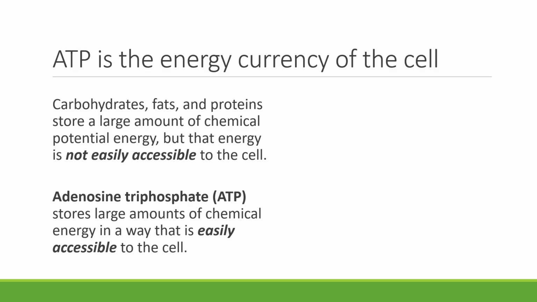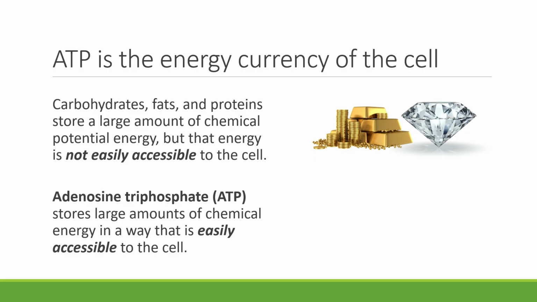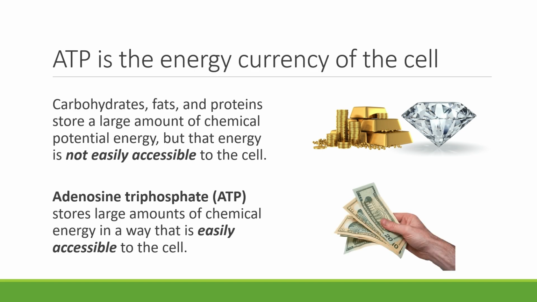universally accessible way. We can think about carbohydrates, fats, and proteins as being like gold bars or precious jewels. These things have a lot of value, but you can't walk into a store and hand someone a gold bar and expect to use it as currency for your transaction. ATP is like cold hard cash. It has value and it's extremely usable for all of the cell's energy needs.